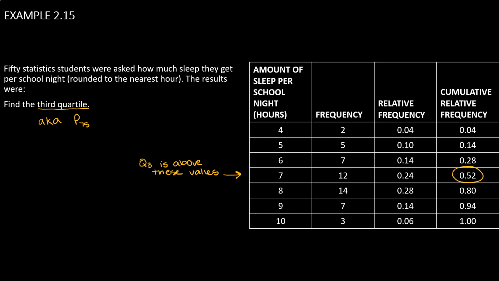But if we move on down to the 8s, we see that that makes up a total of 80% of the data. So we know that Q3 has to live in the row with the data value 8, because Q3 has to have more than 52% of the data below it, but less than 80%. So Q3 has to be an 8.